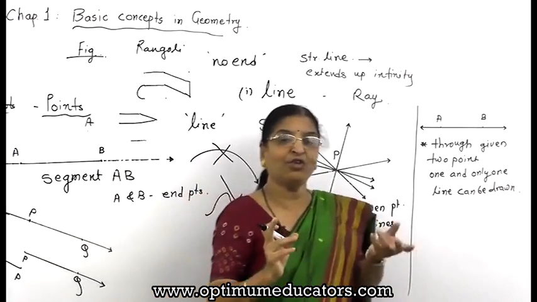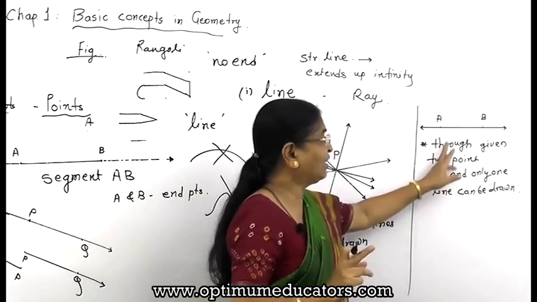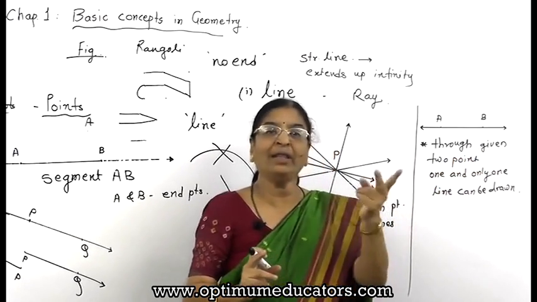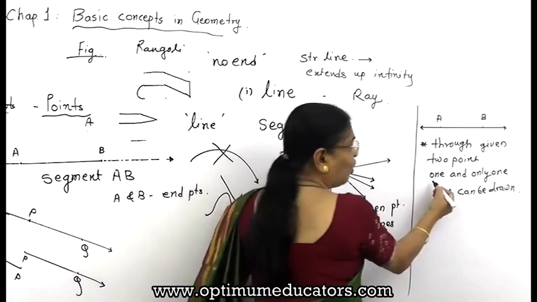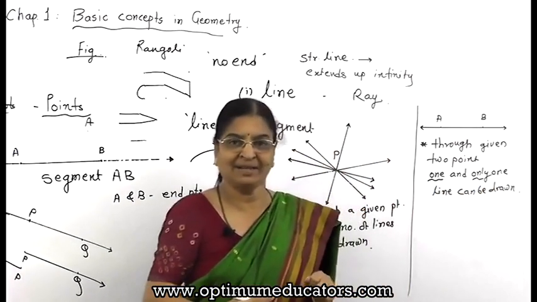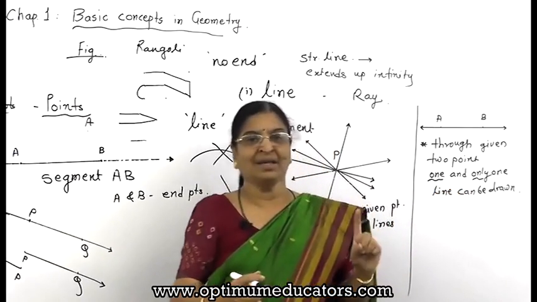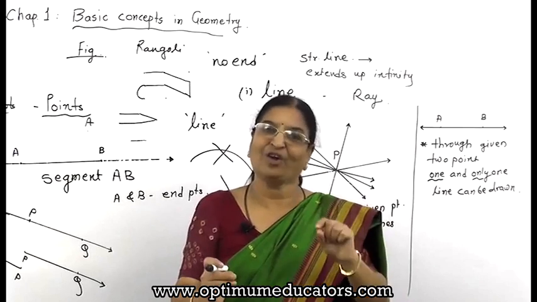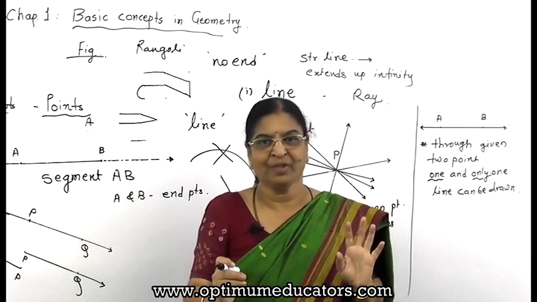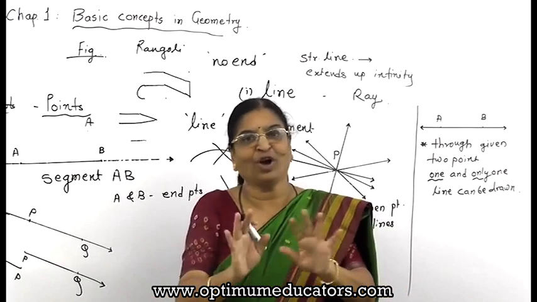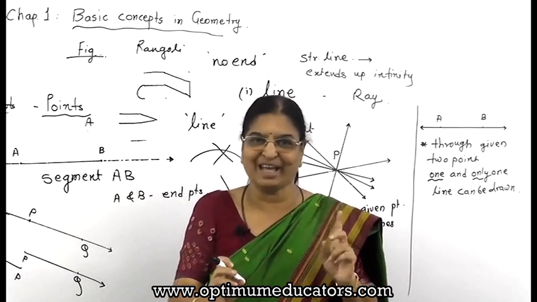See, how many lines can you draw through given 2 points? One and only one. Why this one 2 times? What does this one indicate and what does this only one indicate? See, one means, can I draw a line? Then I will say yes, I can draw one line through it. Then how many lines can I draw? I will say no, not how many, only one line can be drawn.